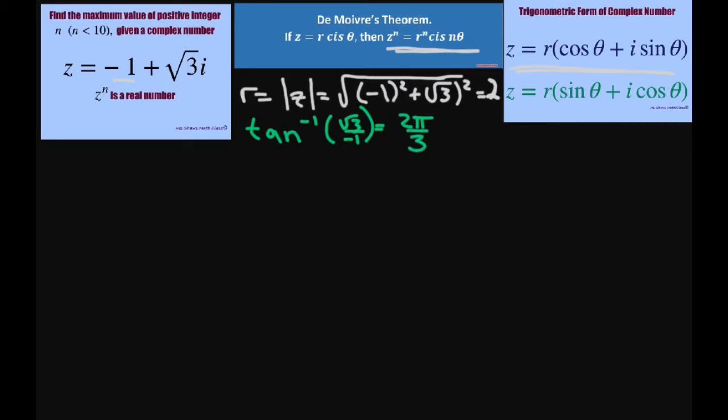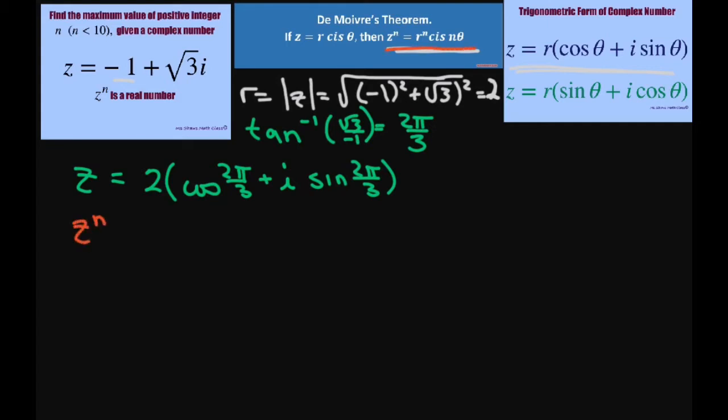All right. So now let's write our form. We have z equals 2 times cosine of 2 pi divided by 3 plus i times sine of 2 pi divided by 3. Okay, from there, we need to do z to the power of n. So we're going to expand this. We just wrote it this way, this is the shorthand way. And so this is going to be 2 to the power of n times cosine of 2 pi divided by 3 plus i times sine of 2 pi divided by 3, to the power of n.